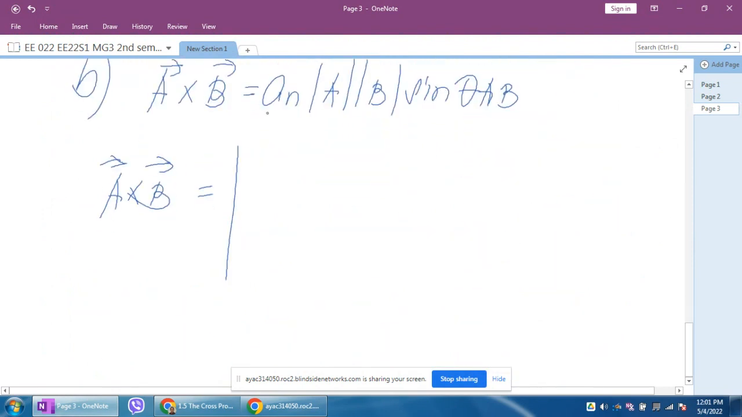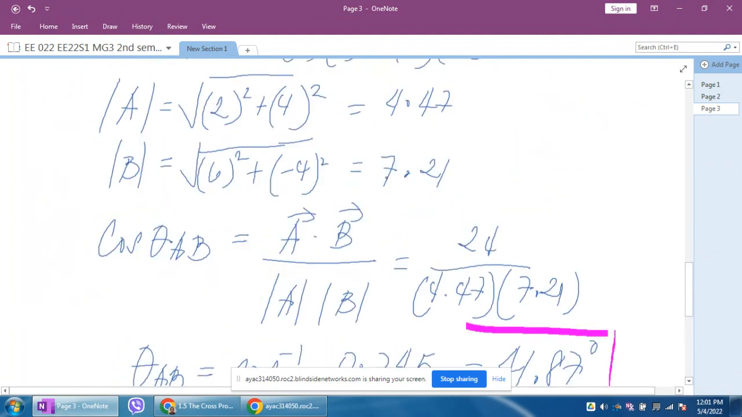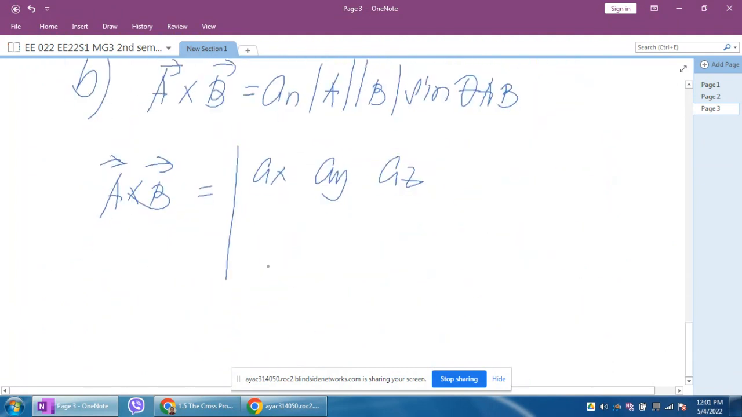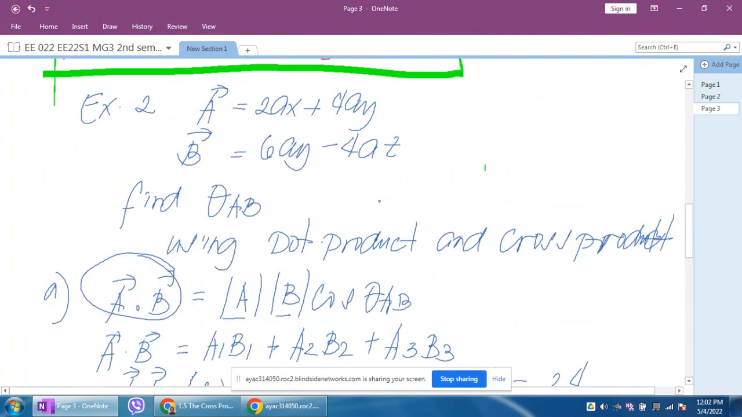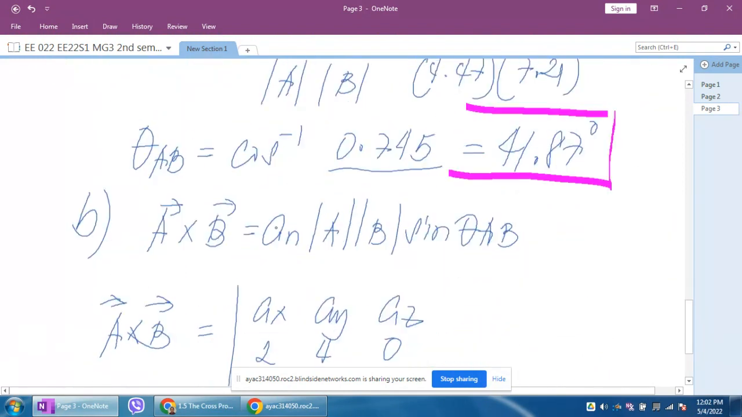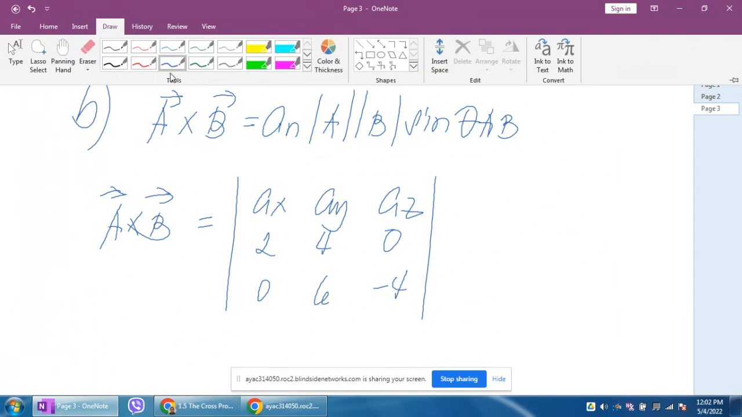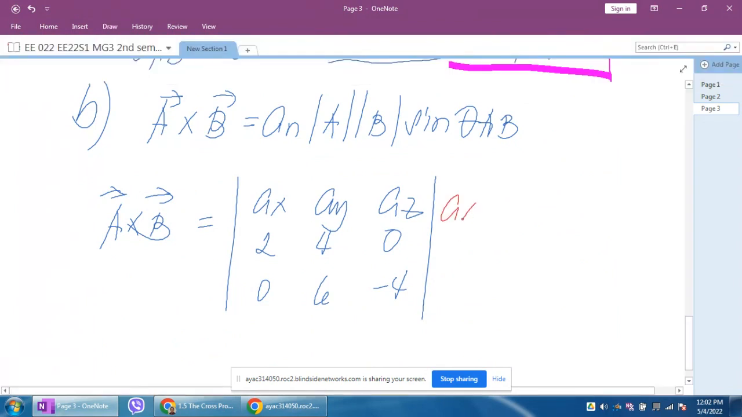So, I have AX, AY, AZ, and then nauna yung A, copyhin ko po yung given. So, 2, 4, and 0. Sa B naman po, I have 0, 6, and negative 4. Okay. So, copyhin ko po yung first two column. Gamitan ko na po ng determinants. So, AX, 2, 0, AY, 4, and 6.